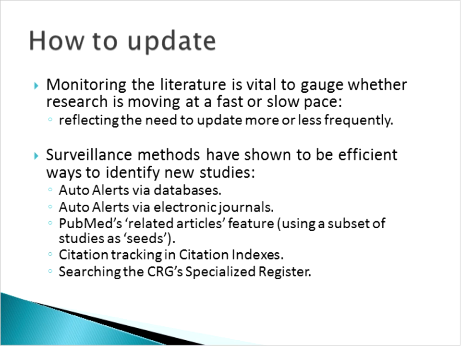And there are various surveillance methods that have been tried and proposed by different people as ways of identifying new studies. These include things like setting up auto alerts through the electronic databases such as PubMed. You can also set up auto alerts within electronic journals. And some people have used the PubMed related articles feature as seeds for trying to identify new studies, based on the three most recent studies. Citation tracking is also a possible option, and also obviously having a CRG's specialized register.